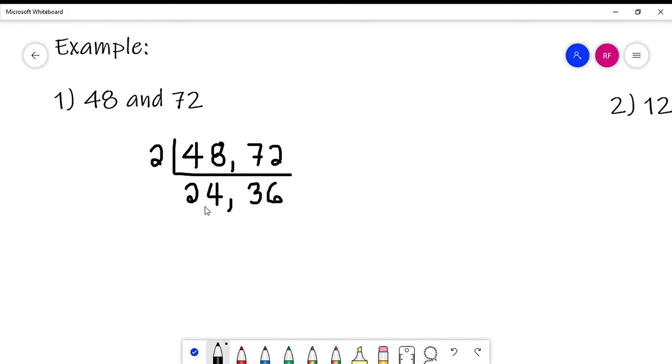Okay, so here, as you can see, 24 and 36 still have a common factor. So we can still divide them by 2. So let us divide them by 2 again. This is why it is called the continuous division method. So 24 divided by 2 would be 12. Next, 36 divided by 2 would be 18.